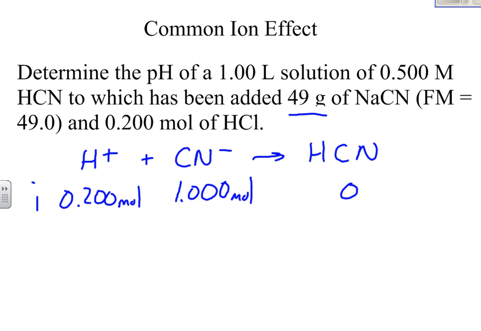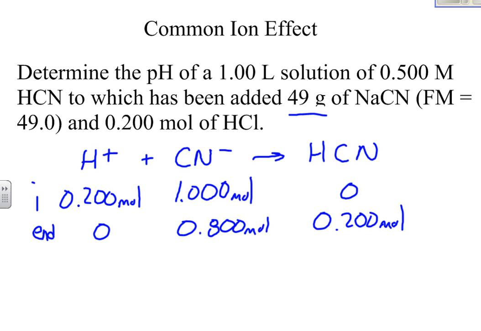Now this isn't an ICE diagram. This is just an initial and an end thing. So I'm going to react the cyanide with all of that hydrogen. Again, this won't really happen, but we can do it on paper. So this is going to go to 0. The cyanide will go down to 0.800 moles. And the HCN is going to increase by 0.200 moles. Okay. So you can see this is purely a stoichiometry step that we're doing here.